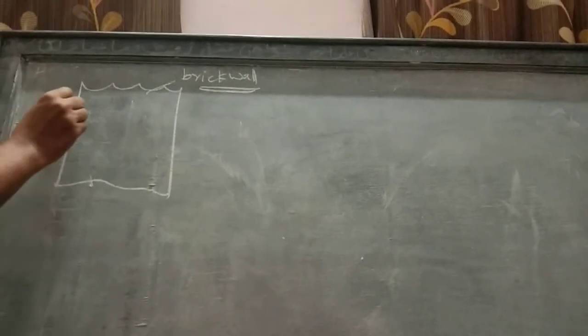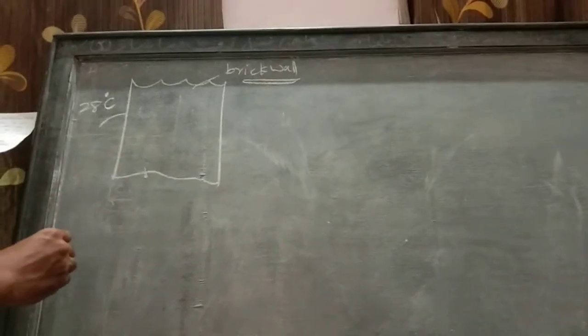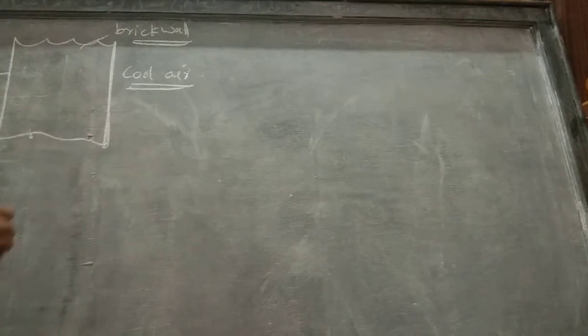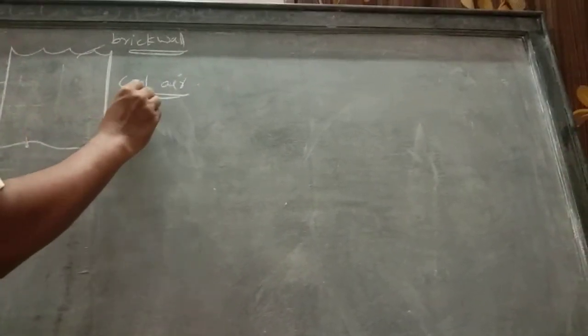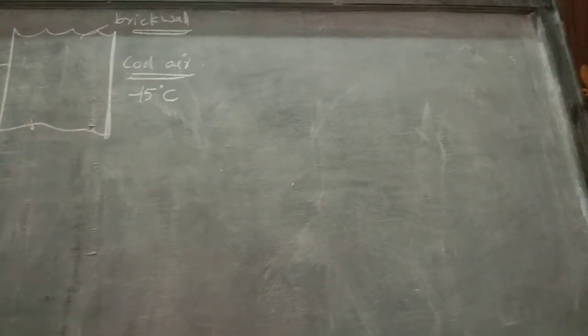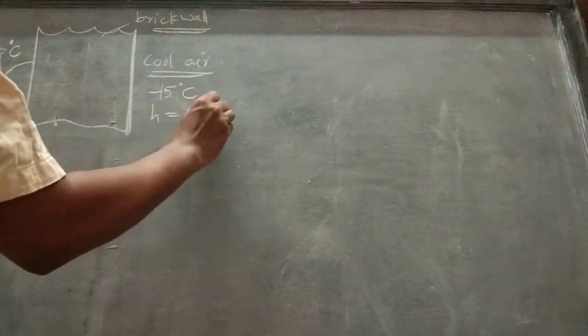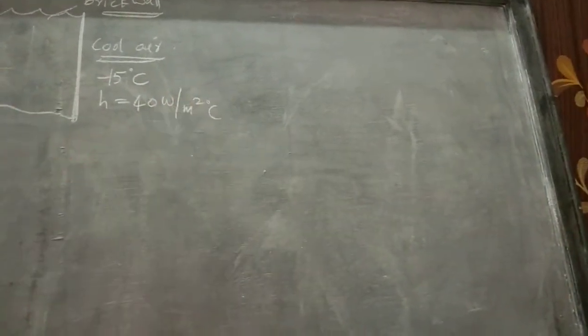It is a brick wall. The inner surface of the brick wall is at a temperature of 28 degrees Celsius, and the outer surface is exposed to cool air, which is at minus 15 degrees Celsius. The heat transfer coefficient on the outside surface, h, is given as 40 watt per meter square degree Celsius.